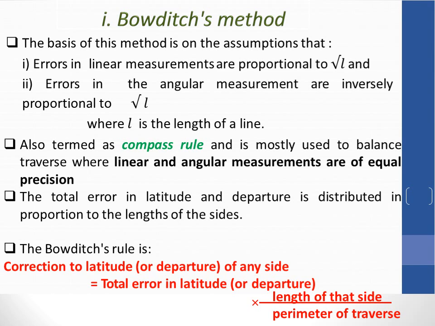Keep it in your mind that if you are doing correction for latitude, the correction to latitude of a particular side AB will be equal to total error in latitude into length of that side by perimeter of the total traverse. Otherwise, if we are doing it for departure, the correction for that departure will be total error in departure into length of that side by perimeter of traverse. Please write this equation in your book. In the next class we can solve the problems.